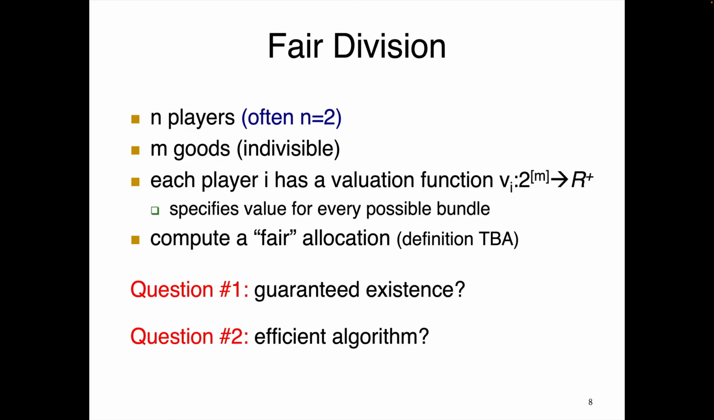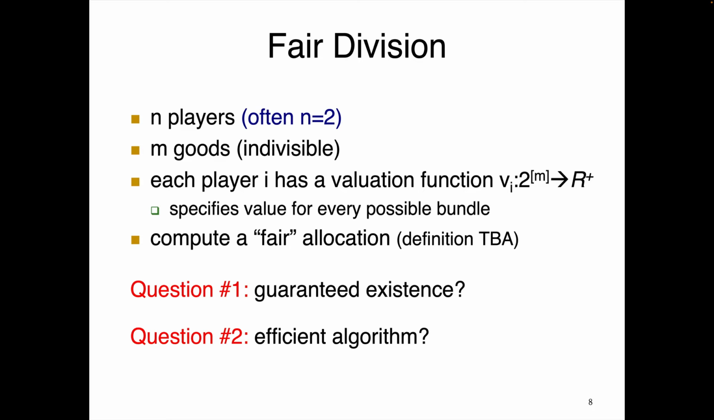And of course, you also are interested in efficient algorithms, independent of the answer to number one. If you have guaranteed existence, you'd like an efficient algorithm to actually compute the fair allocation. If you don't have guaranteed existence, you'd like an algorithm that decides whether or not a fair allocation exists. So all of the theorems I discuss will be addressing one of these two questions.